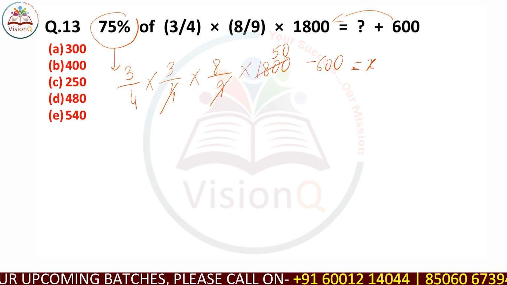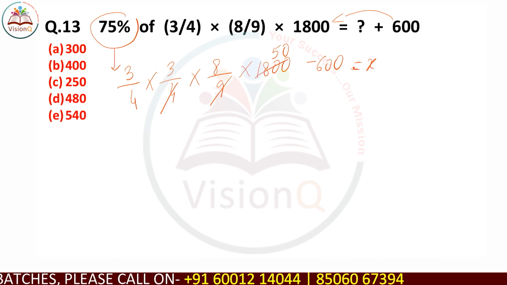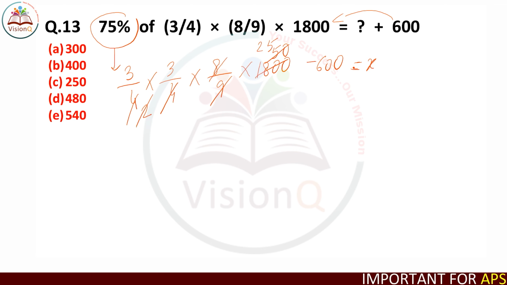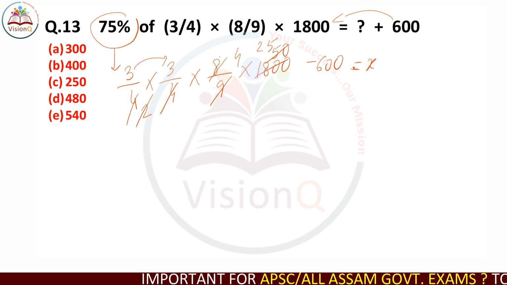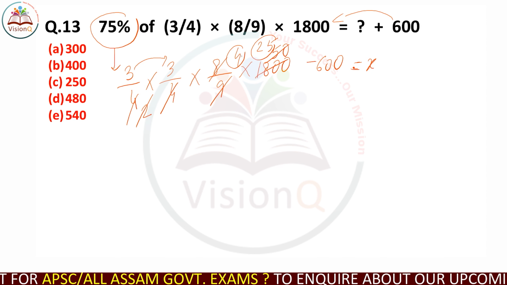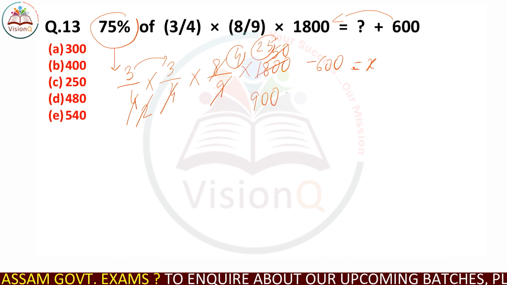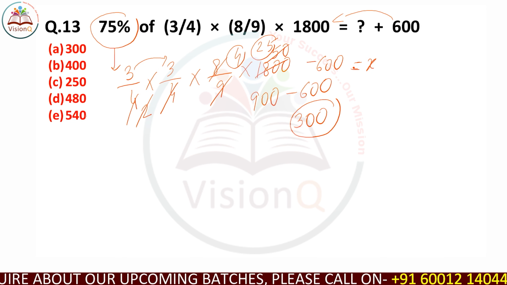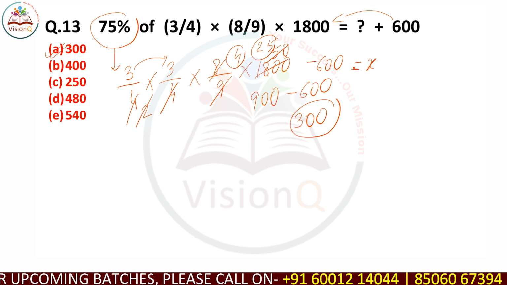Then 2 2s are 4, 2 25s are 50. Then 2 4s are 8. Just multiply here. Okay, 3 into 3 is 9 and 4 into 25 is 100. So 9 into 100 is 900. So 900 minus 600 is how much? 300. So the answer of this question number 13 is option number A, which is 300.